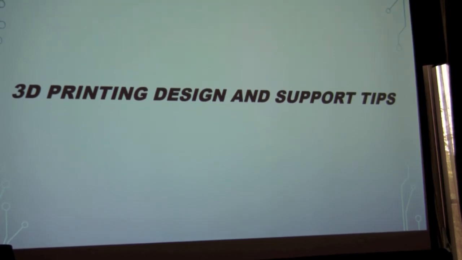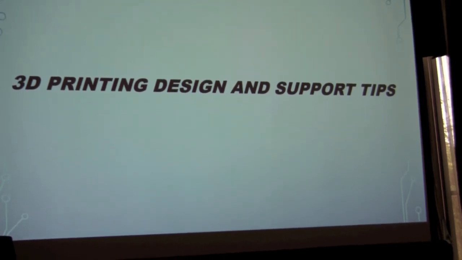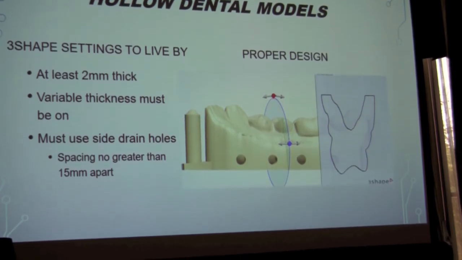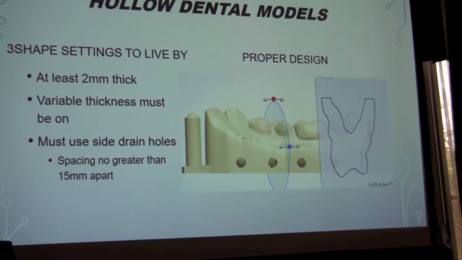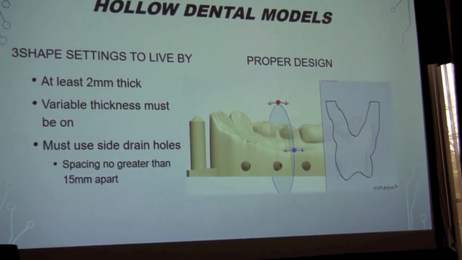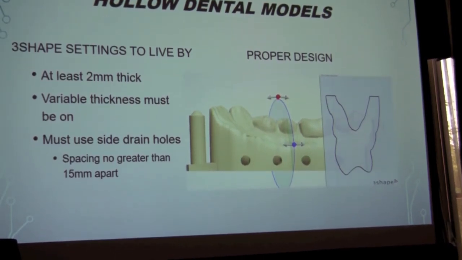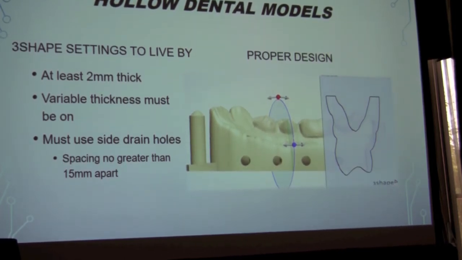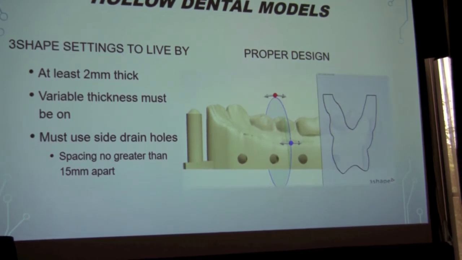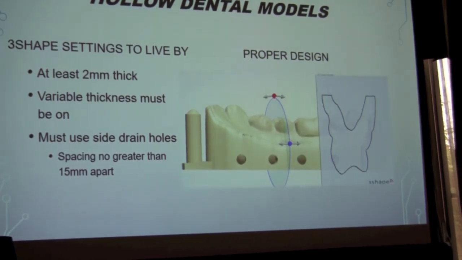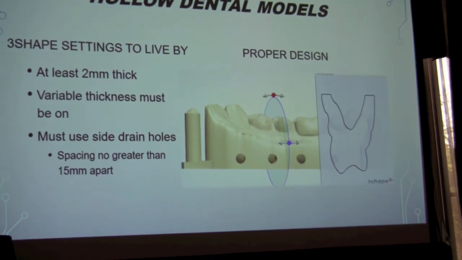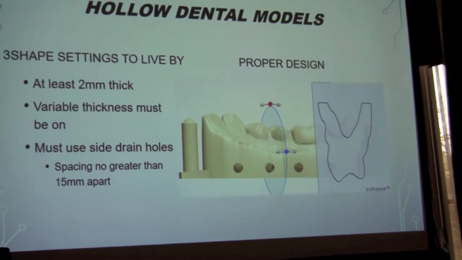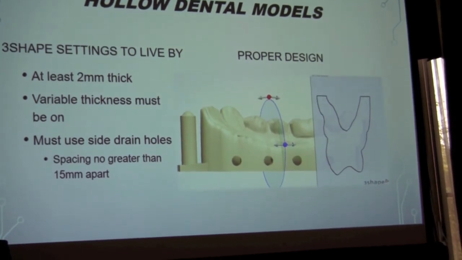So, 3D printing design and support tips. For hollow models, hollow dental models, these are settings that I highly recommend that you live by. Printing a solid model is pretty straightforward. There's no tricks to it. You just print it. For a hollow model, however, if you want to print it and have the best surface quality, it needs to be at least 2 millimeters thick. I recommend 3 millimeters.